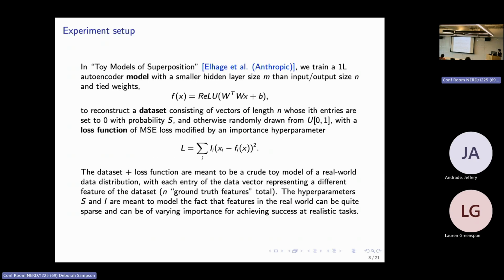Okay, so first experiment, toy models of superposition. Maybe I should ask: are there any questions, or does the setup make sense? Okay, I'll keep going.